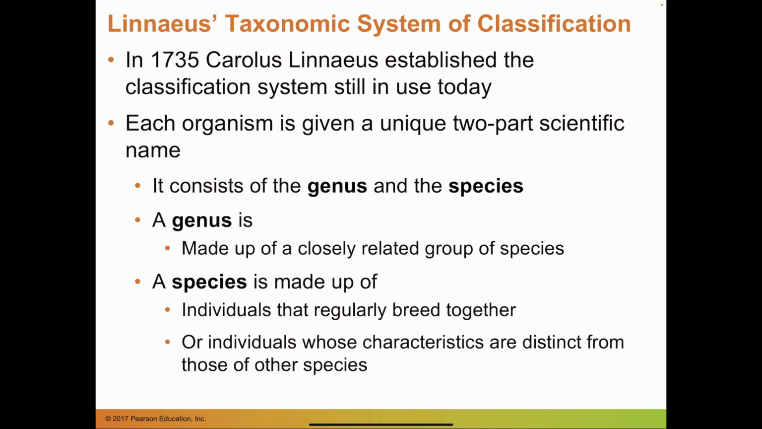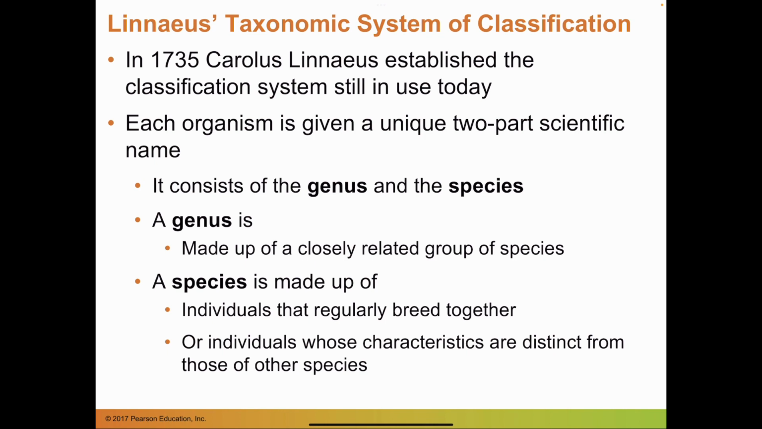Okay. So where did this idea of taxonomy come from? Well, in 1735, so a long time ago, before all this stuff with DNA and everything, we actually had a scientist named Carolus Linnaeus who established a classification system that he started almost 400 years ago now, and we are using it still today. So each organism in this system actually gets 2 names for a scientific classification. So that consists of the genus and the species.